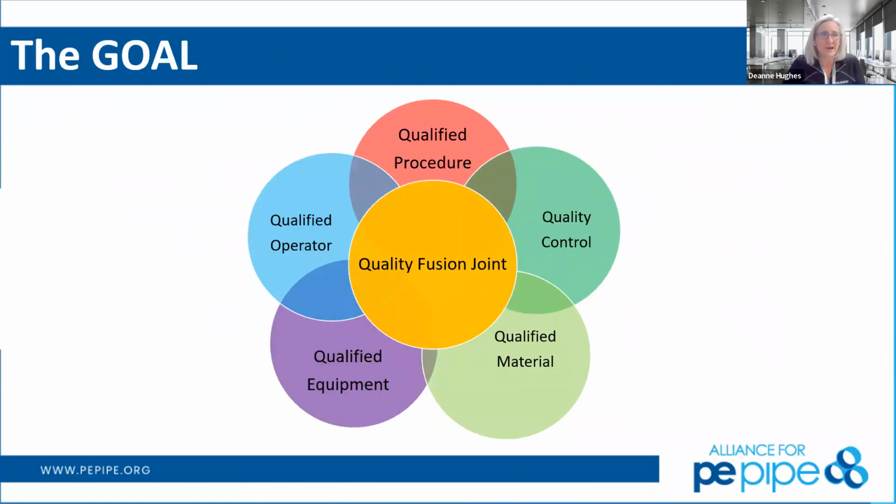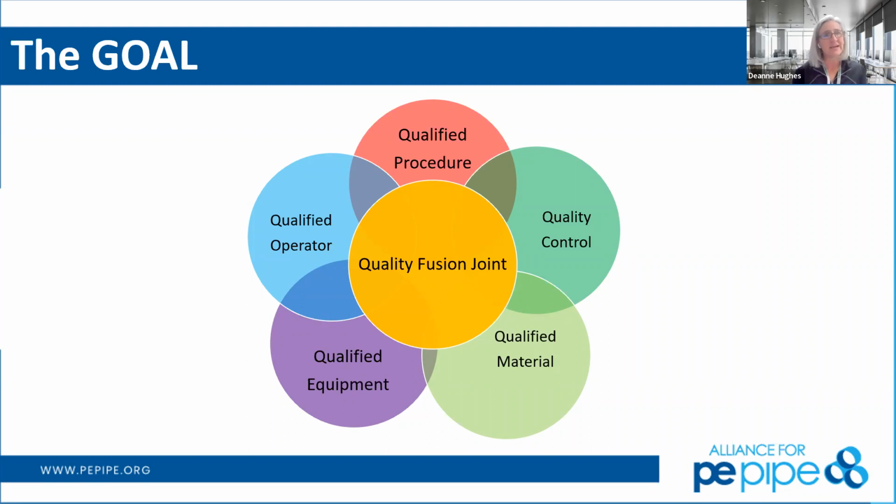So when we really think about what we're trying to accomplish with any of our projects, it's really a combination of how do we put the right quality control around the material in the process, put the right material with the right equipment, with the right operator, with the right procedure to know that what we have in the field is a qualified and a quality fusion joint. And remember at the beginning, we talked about consistency, safety, compliance, and reliability.